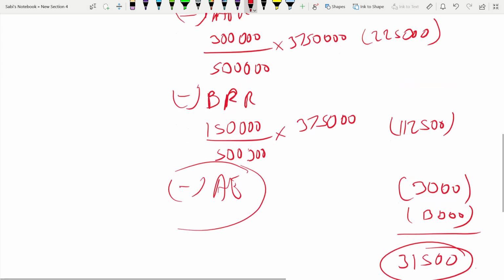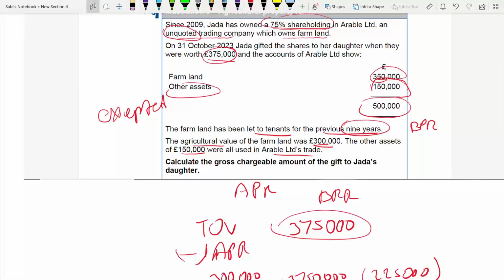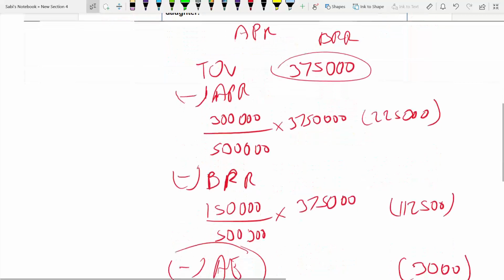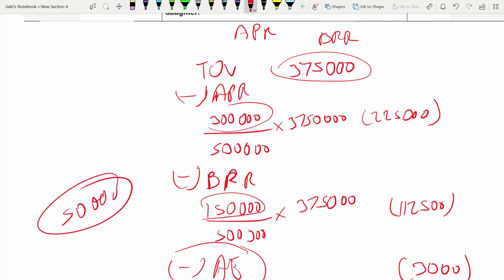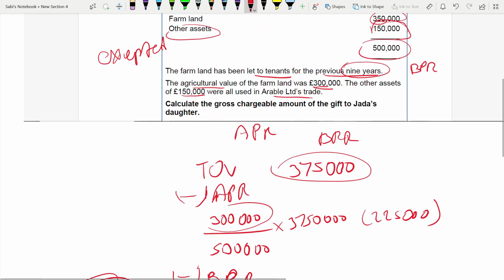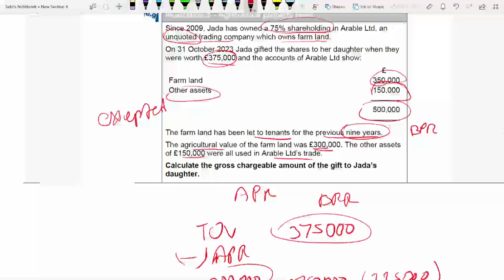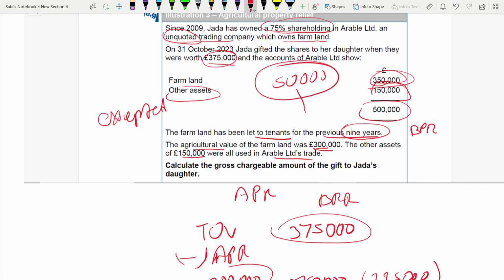Now, one more very important thing that you have missed out. If you see here, you have given 300 and here it's 150, but there is still 50,000 remaining. What to do with this 50,000? Why didn't we give BPR for this 50,000? See, out of 350, 300 is agricultural value. That means 50,000 will be the development value. Now tell me why we didn't give BPR for this 50,000.